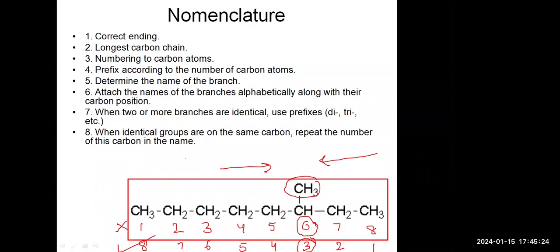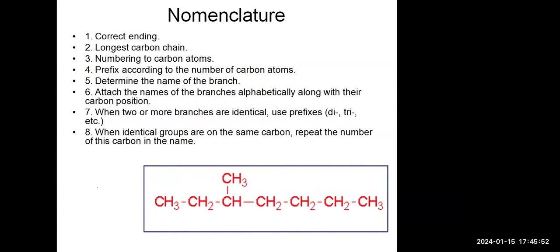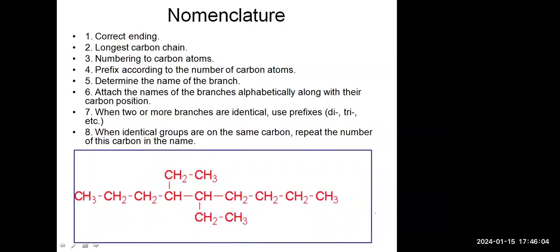So the name is, because there are 8 carbon atoms, it is octane. And the branch is on the third one, so this is 3-methyl octane. Okay. Then this is 2,2-dimethyl propane, we've just now done. Now here this is 1, 2, 3, 4, 5, 6, 7. This is 3-methyl heptane.